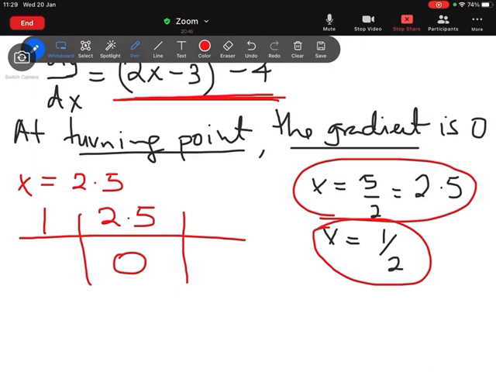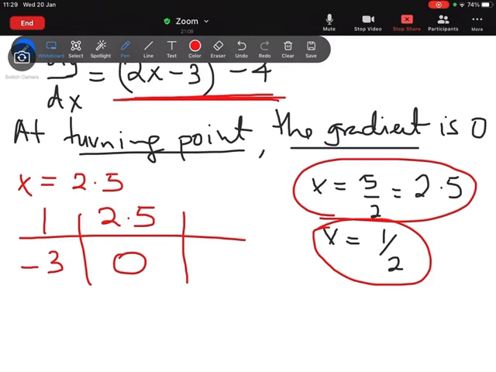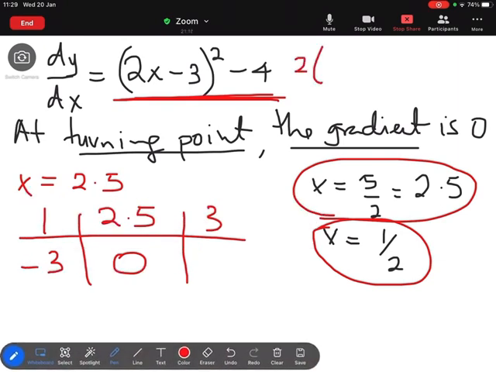Why are we substituting 1 into the gradient function? Because we want to know what the gradient will be at that particular point. And if we substitute, we'll find 2 into bracket 1 minus 3, squared, minus 4, which will give us negative 3. And if we do the same thing, but at this point we select a value to the right of 2.5, and we could go for 3. This will be 2 into bracket 3 minus 3, squared, minus 4. And that will be 6 minus 3, so 9 minus 4, which is 5.